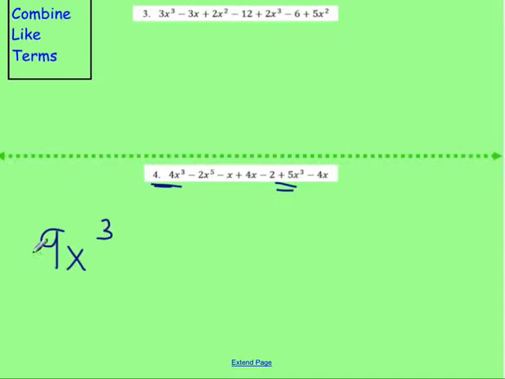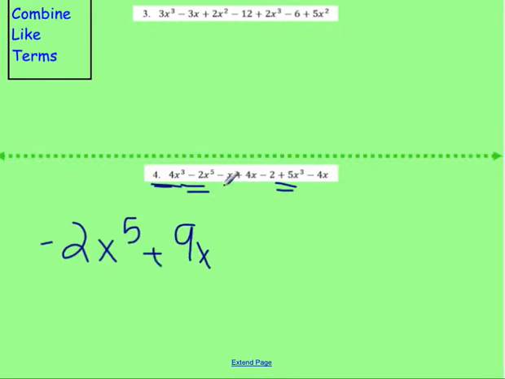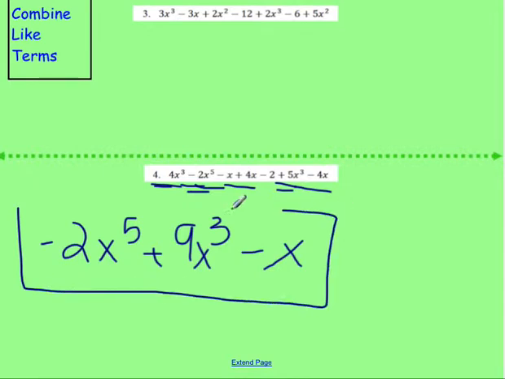But what I failed to see was that there's that negative 2 to the 5th there. So that needs to come first. That's our largest exponent, negative 2x to the 5th. Then we're going to have our 9x to the third. And now we need to combine negative x plus 4x minus 4x. Negative x plus 4x is going to be 3x. 3x minus 4x is just going to be negative x. So now my exponents are in descending order. That means it's in standard form, and all of my like terms are combined. Those are the two things I need for it to be in standard form.